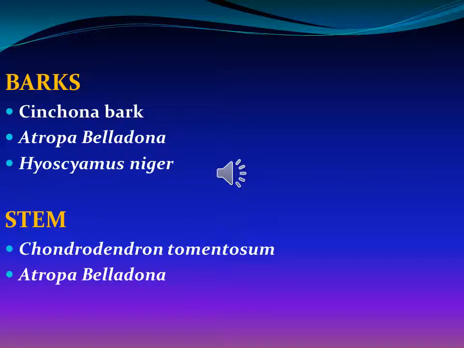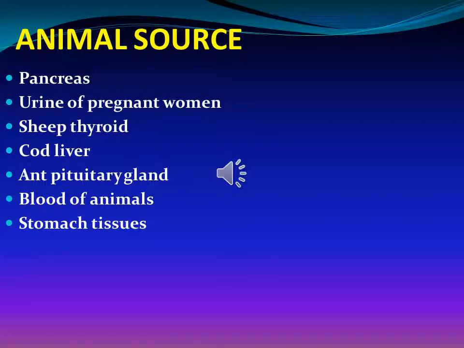The stem. Chondrodendron tomentosum gives tubocurarine, which is a skeletal muscle relaxant used in general anesthesia. The animal source includes the pancreas, which is a source of insulin used for the treatment of diabetes. The urine of pregnant women also gives human chorionic gonadotropin, which is used for the treatment of infertility.